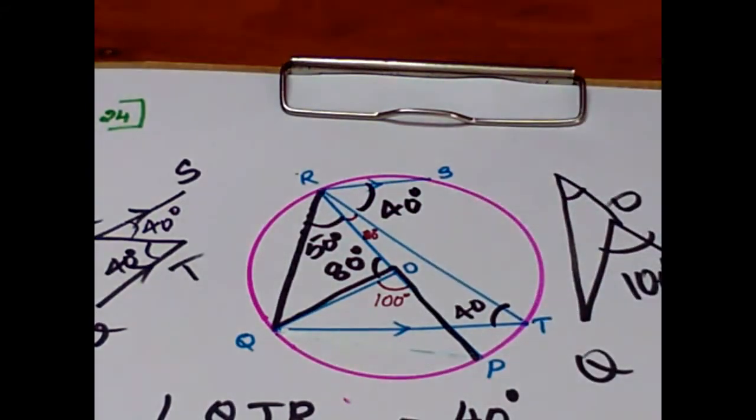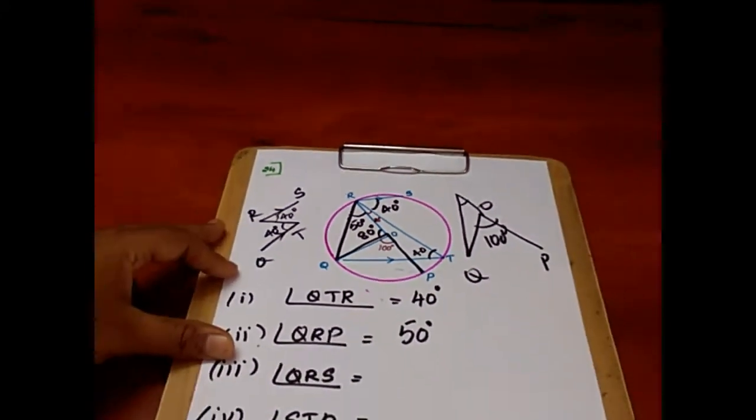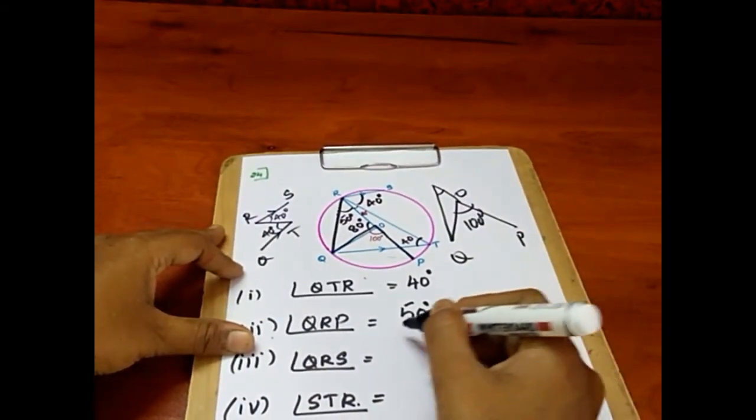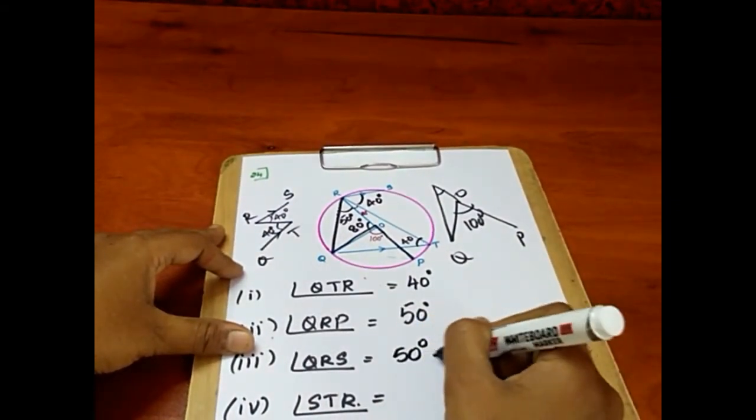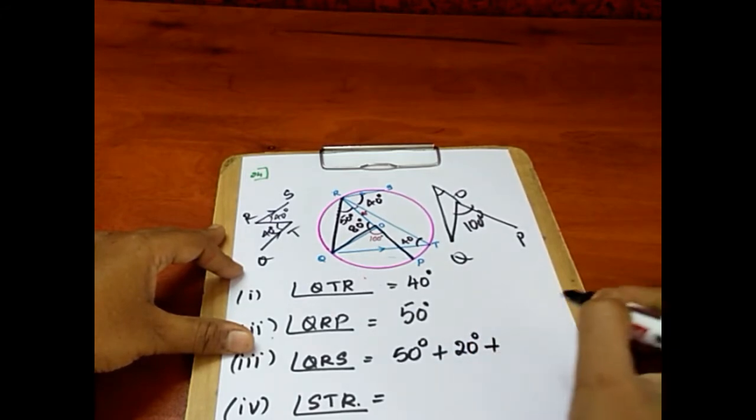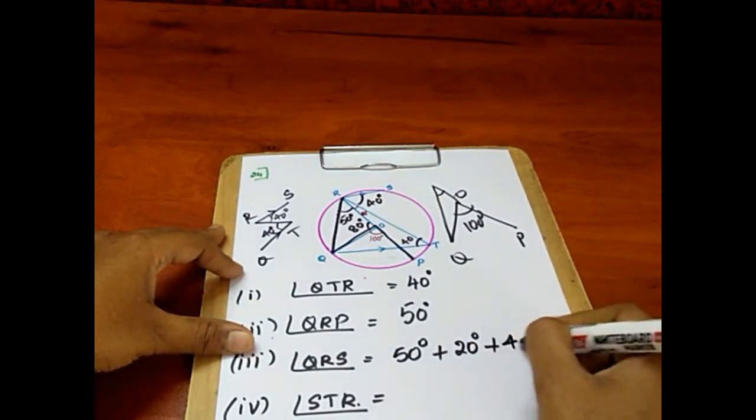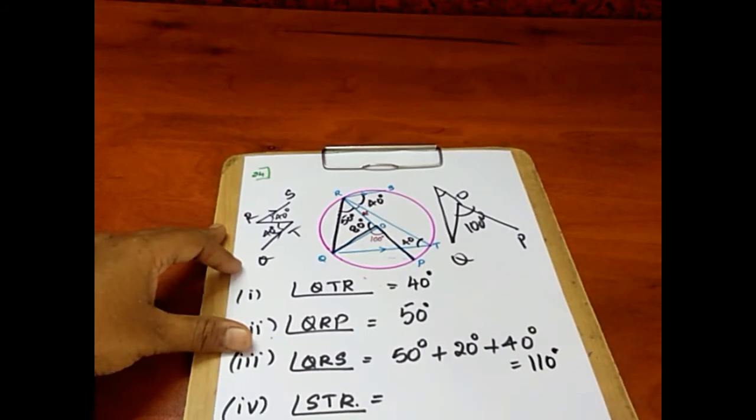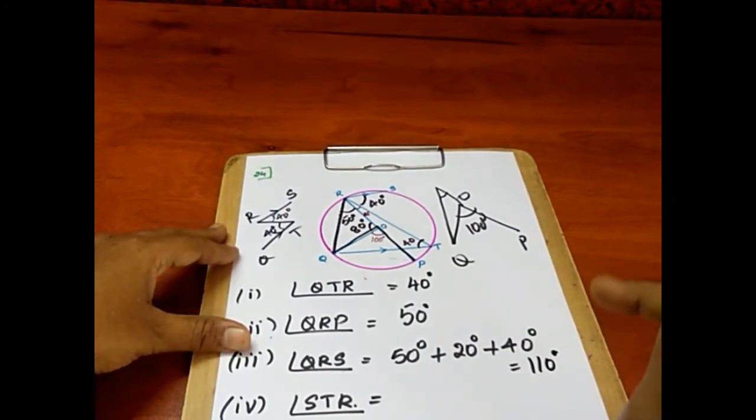Now, angle QRS is the sum of three angles, namely angle QRP 50 degrees plus angle PRT 20 degrees plus angle TRS 40 degrees. Hence, the measure of angle QRS is equal to 110 degrees.